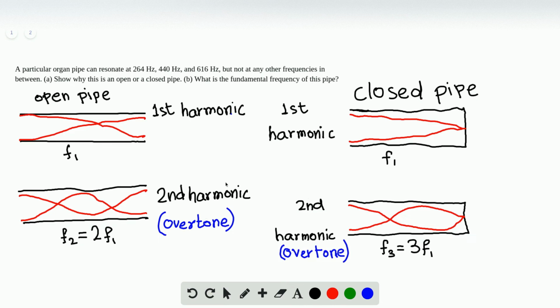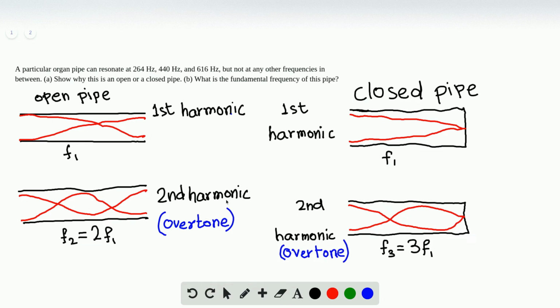And if you look at the first harmonic and second harmonic, the second harmonic is basically twice the first harmonic, and for a closed pipe it's three times the first harmonic. So the difference between the harmonics in an open pipe is basically the fundamental frequency, which is f1, and for a closed pipe it's twice the fundamental frequency. So that's one way to verify if we have an open pipe or a closed pipe.